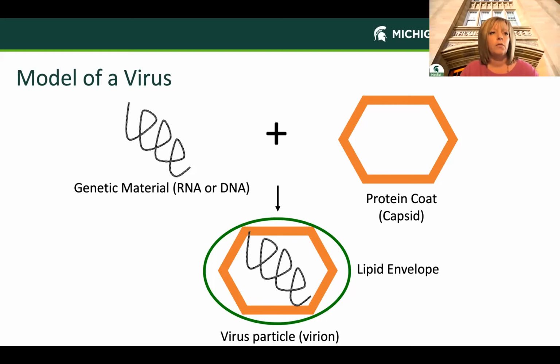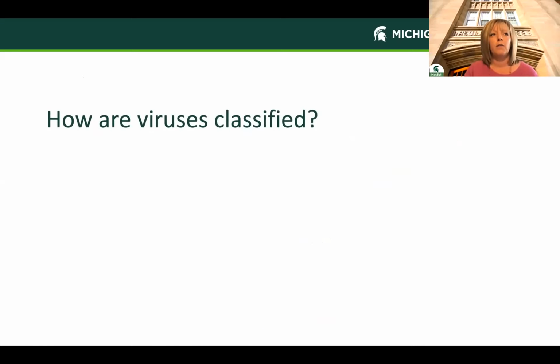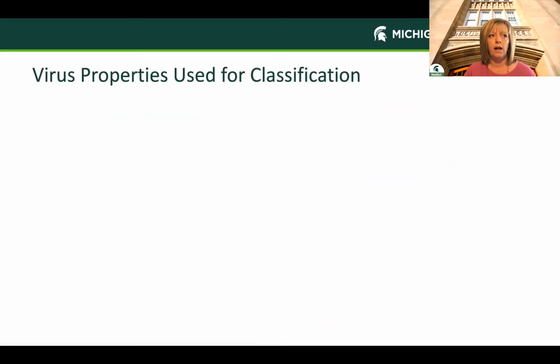The other thing that's remarkable, given this level of simplicity, is the diversity. We already saw an example of that diversity in the different types of organisms that viruses can infect. So given that diversity, it's important to have ways to classify viruses. So I'm just going to take a couple moments to talk about how viruses are classified.